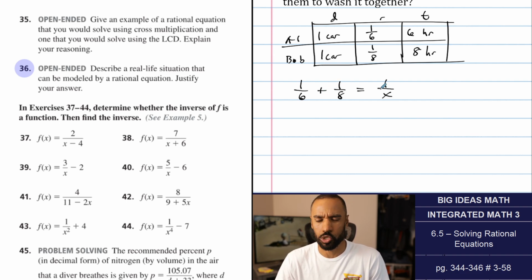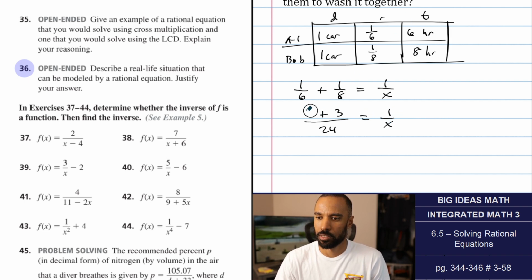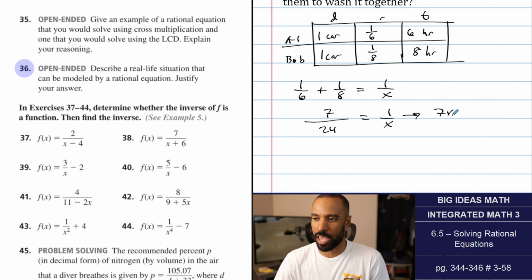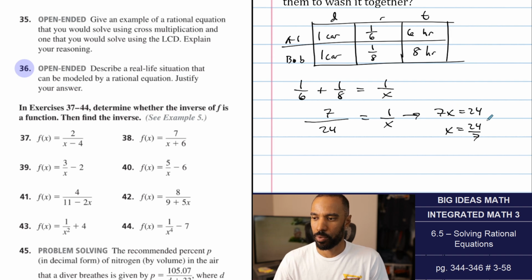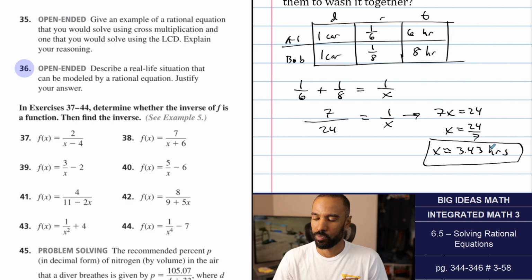I'm going to try and just solve this one, just so we can get the conversation had. Their least common multiple is 24, so I multiply this by 4 and this by 3. I get 4 plus 3 over 24 then. And that's 1 over x. 4 plus 3 is 7. So here we get 7x equals 24, and x equals 24 over 7. 24 over 7 is about 3.43 hours in total.